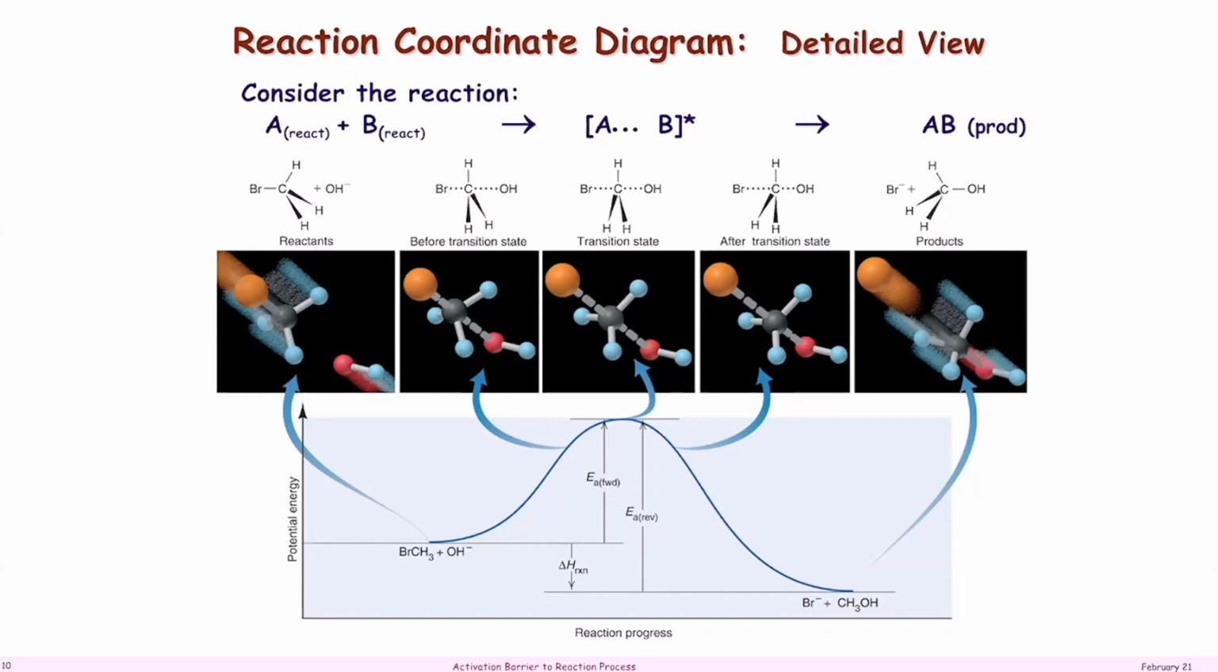Anyway, what's going on here? Well, you have a hydroxide and it's colliding with a methyl bromide. This chemical right here is called a methyl bromide.